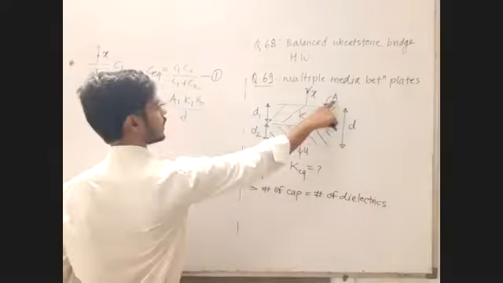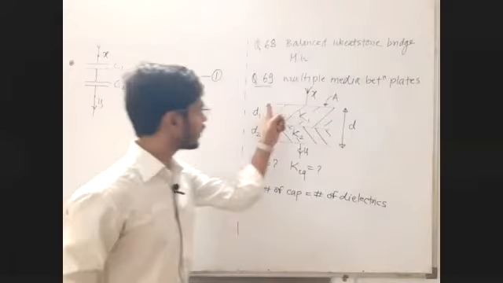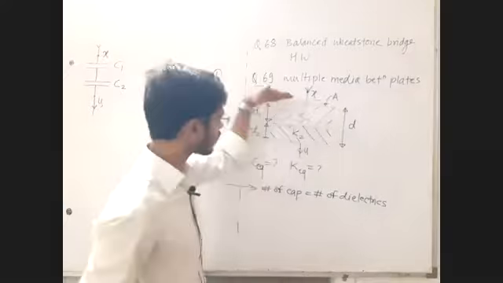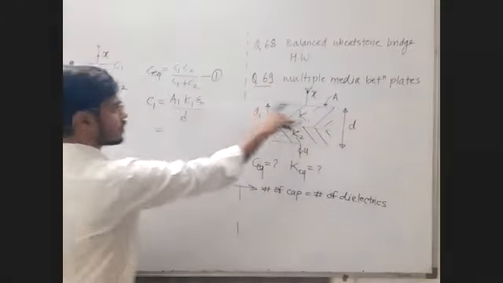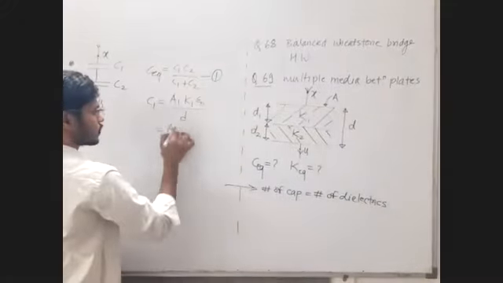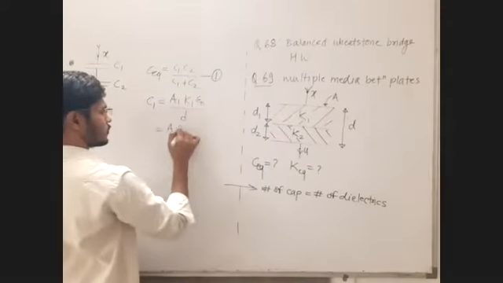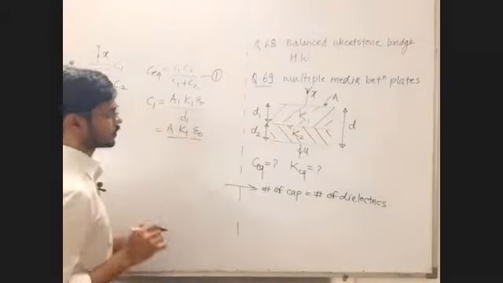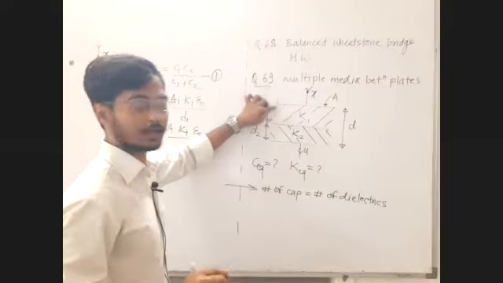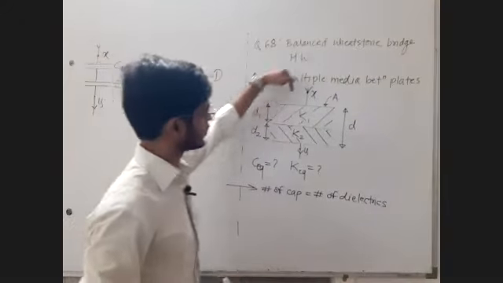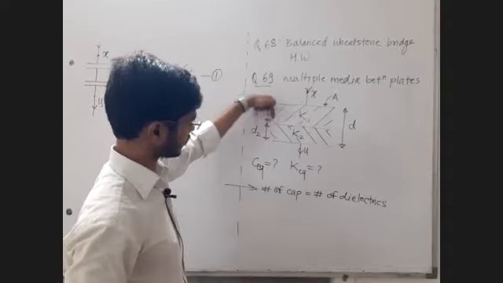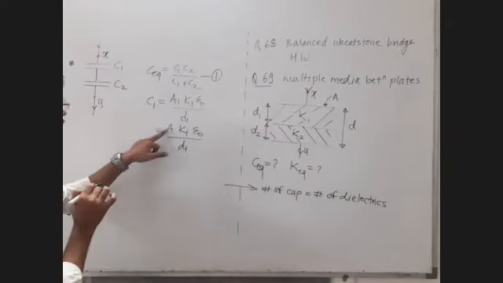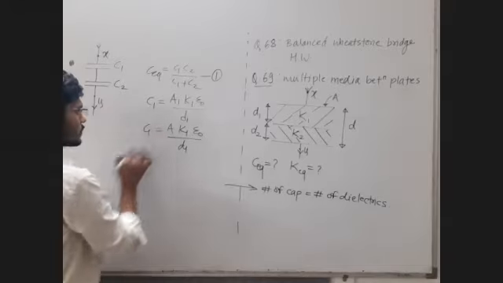So A1 is A. What is the area of the dielectric? That is equal to the plate area. What is the dielectric constant? K1. Epsilon 0 is universally the same. Here I have to write D1. What is the separation for the dielectric? Charge is flowing like this, so this is going to be the separation D1. Instead of A1, I wrote A. So that's my C1.